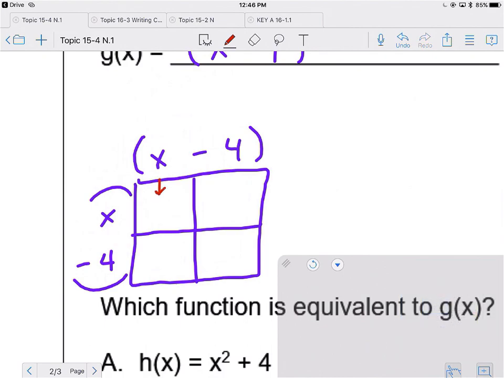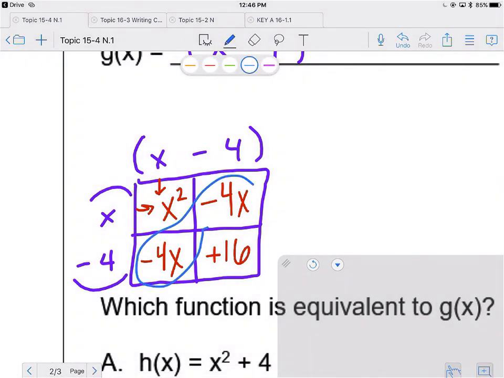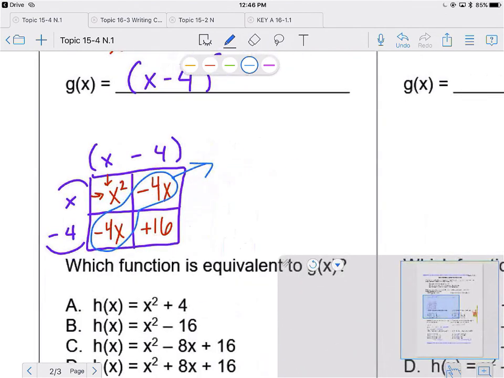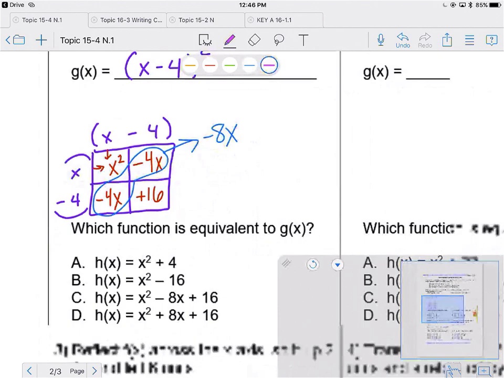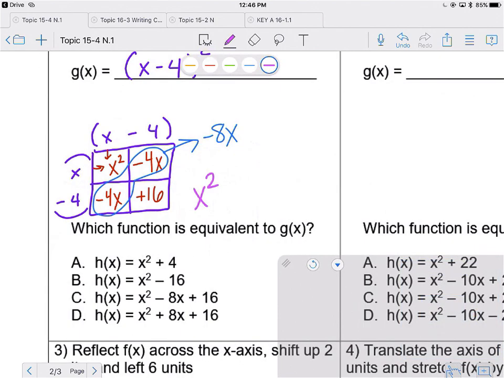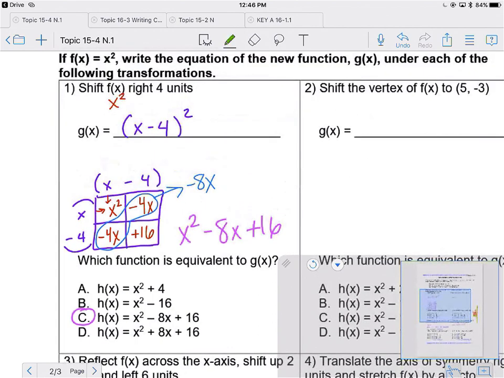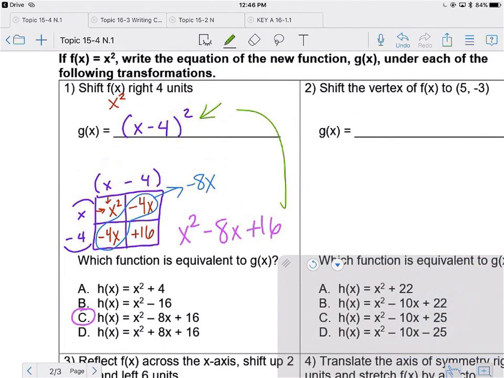So remember, we do top times side. x times x is x². Negative 4 times x is negative 4x. x times negative 4 is negative 4x. And negative 4 times negative 4 is a positive 16. So I take these two and combine to get a total of negative 8x. So my equivalent function is x² - 8x + 16, which is answer choice C. So today we are taking and writing our equations and then figuring out what is equivalent on the other end.